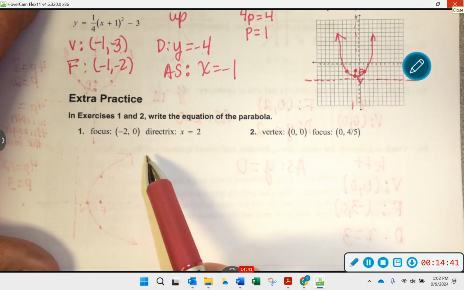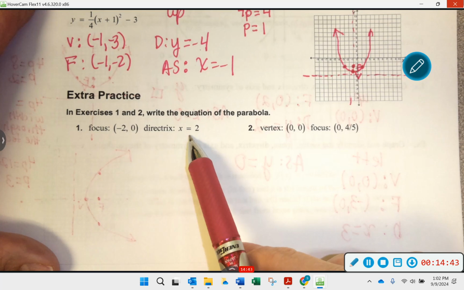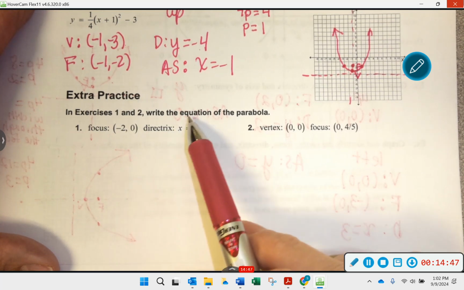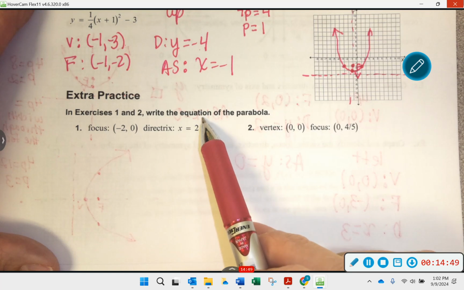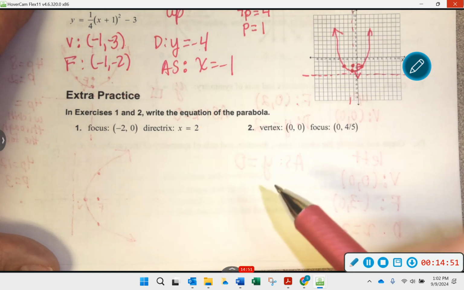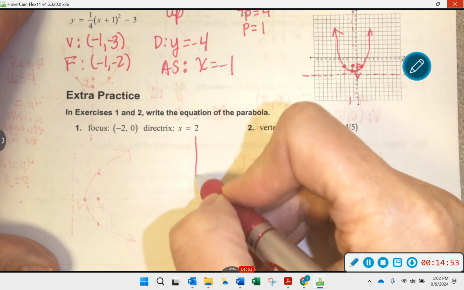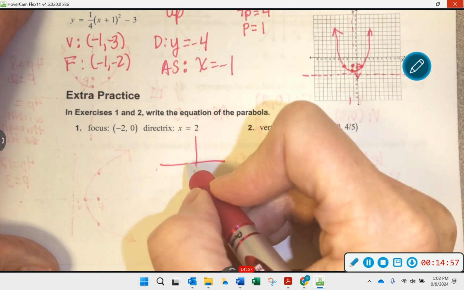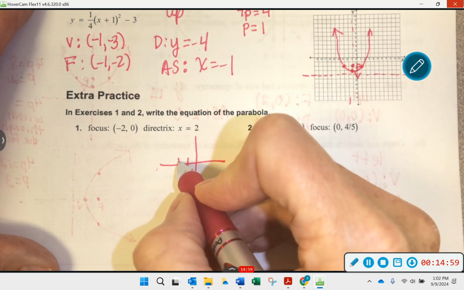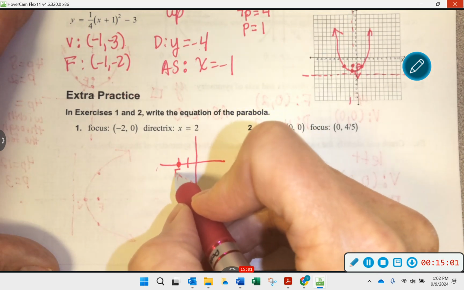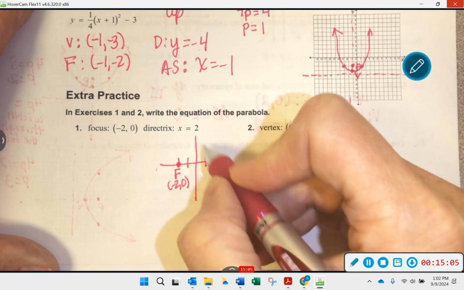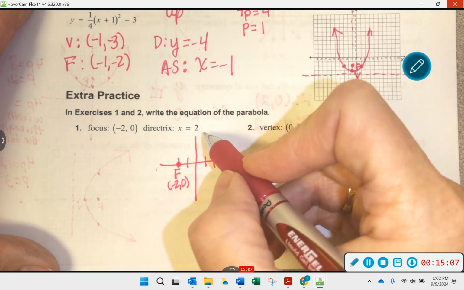Now we're going to try and see if we can go the other direction. They're going to give us information about the parabola, and we have to come up with the equation of the parabola. So I'm going to make a picture of this, just a real quick sketch. Doesn't need to be perfect. Focus is negative 2, 0. Here's the focus. Directrix is the line x equals 2.